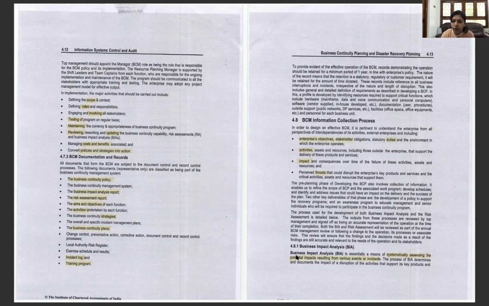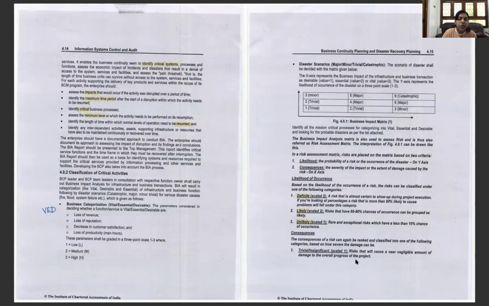Okay, next one we are going to see is the business impact analysis report, or the state business impact analysis. Business impact analysis is essentially a means of systematically assessing the potential impact resulting from various events or incidents. So what is the impact, and why it happens, is what we are going to be analyzing in this stage.